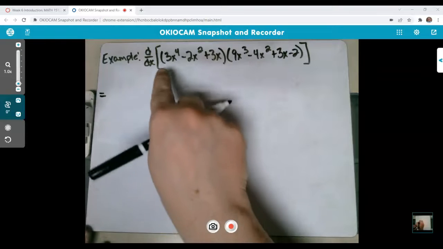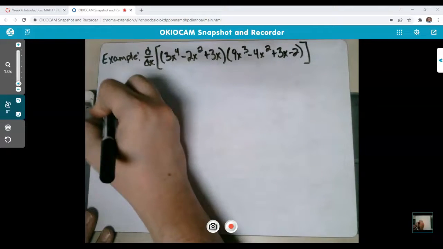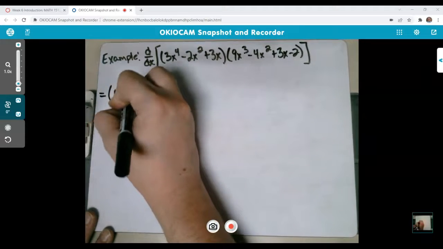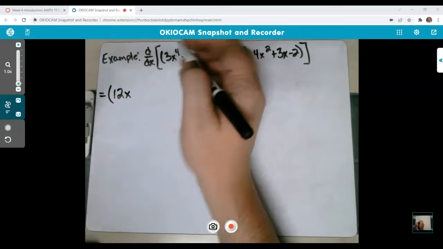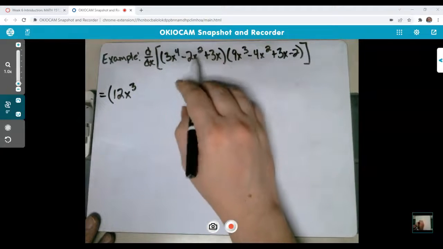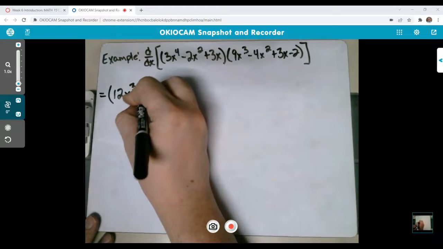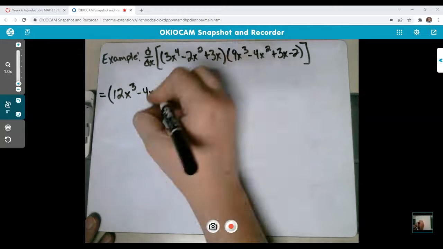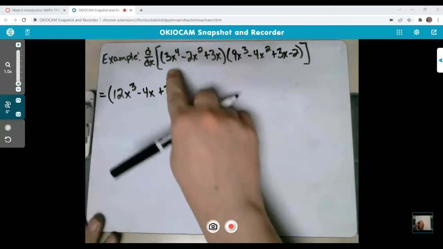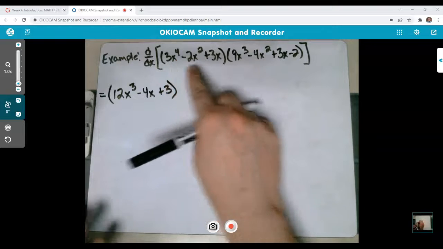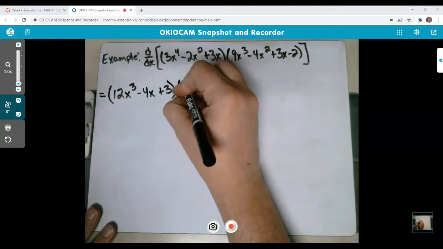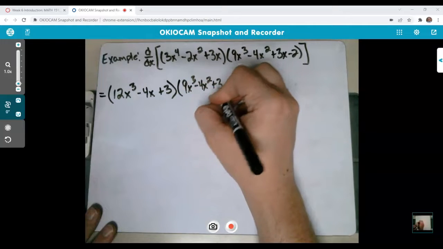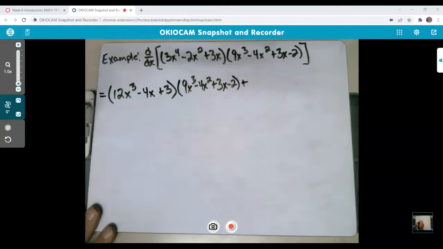So remember we said we do the derivative of the first part, the derivative of 3x to the fourth, bring my 4 down, 4 times 3 is 12, x to the power of 4 minus 1, which is 3. Bring my 2 down over here, that gives me negative 4x to the first, and then the derivative of 3x is just 3. So I did the derivative of the first part. Now I'm going to leave the second part. Don't do anything with that. And then I'm going to do plus, now switch them.